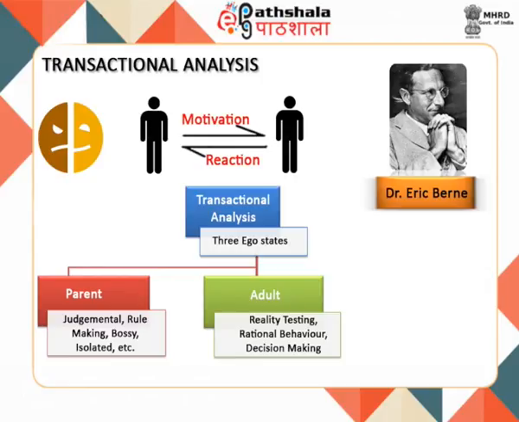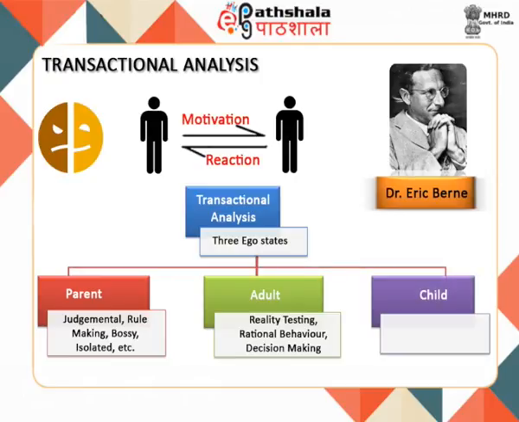Adult. It is a collection of reality testing, rational behavior, decision making, etc. The person in this ego state verifies and updates the reaction which has been received from the other two states. Child. It is a collection of recordings in the brain of the individual of behaviors, attitudes, and impulses which come naturally from our own understanding as a child. The features of this state are that it is spontaneous, intense, unconfident, anxious, etc.